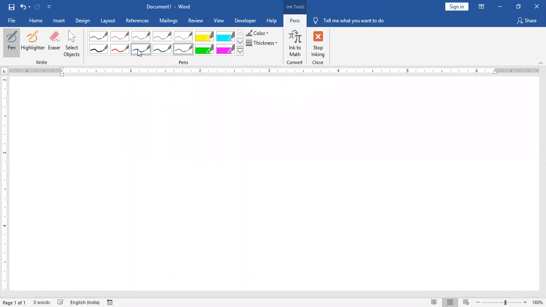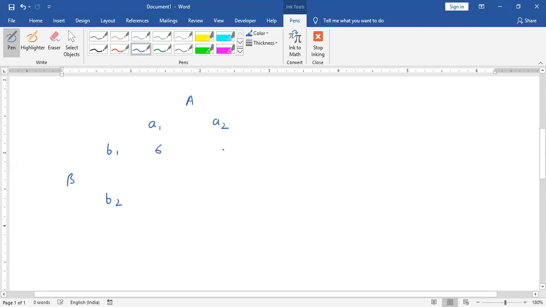Because we are comfortable finding the saddle point. Suppose we have player A and player A has two strategies, A1 and A2, and player B has two strategies, B1 and B2. The game payoff matrix is 6, 3, 5, 4.